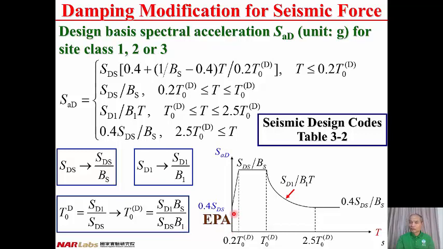The first segment, from structural period 0 to 0.2 T0(D), increases linearly from 0.4 SDS to SDS divided by BS. In the second segment, SAD is constant and equal to SDS divided by BS. In the third segment, the spectral acceleration decreases and is inversely proportional to the structural vibration period T, equal to SD1 divided by B1 T. The fourth segment is the lower bound for the spectral acceleration, equal to 0.4 SDS divided by BS.